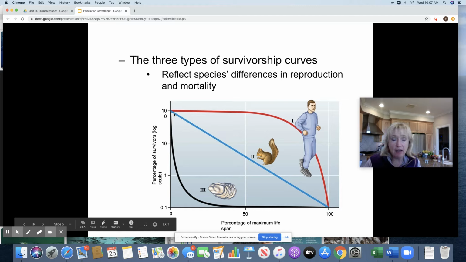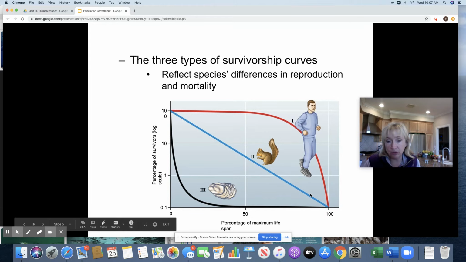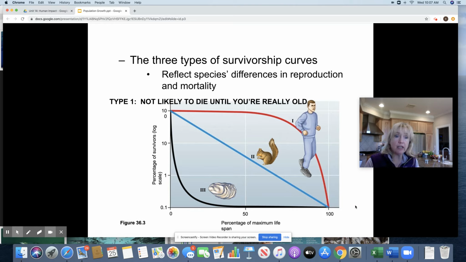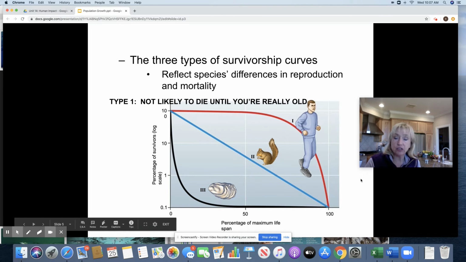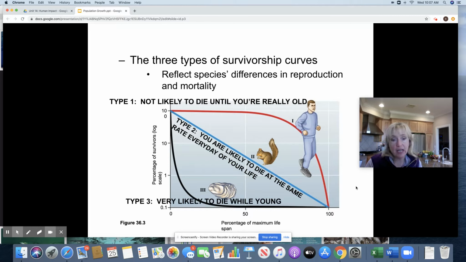And then you have animals that just get killed their whole life at about an equal rate. That's like a squirrel. If it's a pretty young squirrel or a pretty old squirrel, it's just as likely to get hit by a car or eaten by a dog or whatever. They have just a steady decline their whole life. So type 1, you're not likely to die until you're really old. That's us, whales. Type 2, you're likely to die at the same rate every day of your life. And type 3, you're very likely to die while you're young. You're small, you're preyed upon, but as you get old and big, nothing really preys upon you, so you're less likely to die.